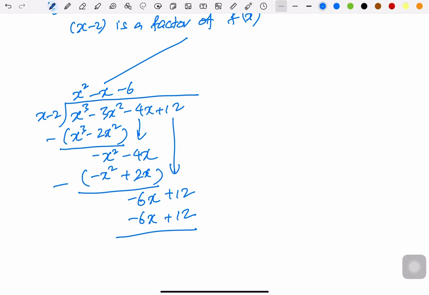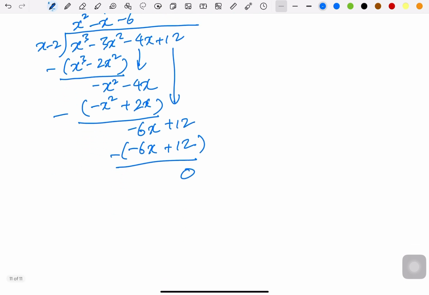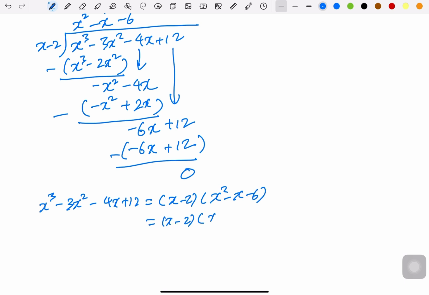So with this, I should get a 0. Or because we know it's the factors, I should get a 0. So with this, I can conclude that x cubed minus 3x squared minus 4x plus 12 is equal to x minus 2 times x squared minus x minus 6. Then I will try to factorize that quadratic equation.